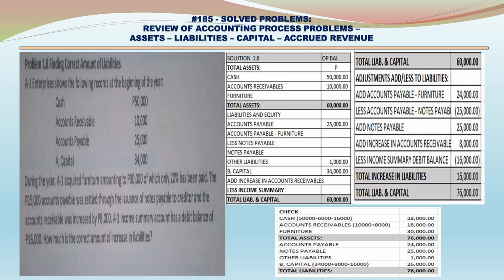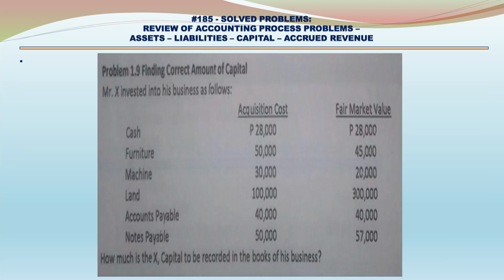Let us check. Cash 50,000 minus 6,000 minus 16,000 is 28,000, accounts receivable 10,000 plus 8,000 is 18,000, furniture 30,000, total assets 76,000. Accounts payable 24,000, notes payable 25,000, other liabilities 1,000, A's capital 34,000 plus 8,000 minus 16,000 is 26,000, total liabilities 76,000.